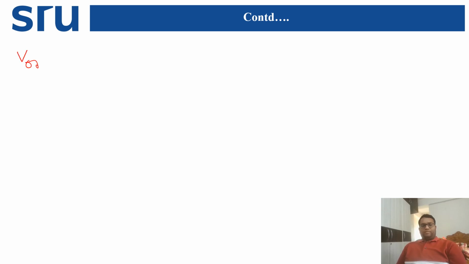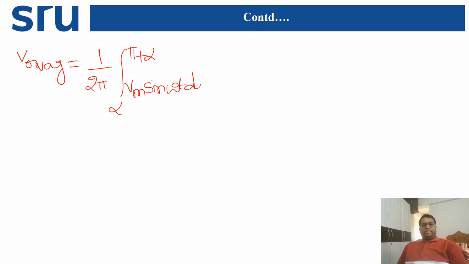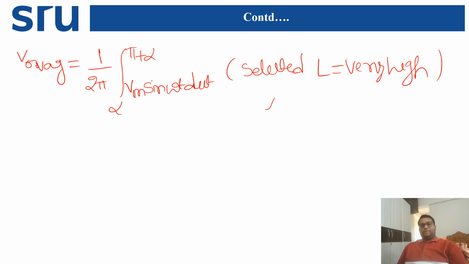V naught average we will take first. V naught average is equal to, here one complete repetition we have to take. Then 1 by 2 pi integration of alpha to pi plus alpha Vm sine omega t d omega t, because here the selected inductor value is very high. Due to that, the waveform will go from alpha to pi plus alpha. That is the reason I indicated alpha to pi plus alpha here.